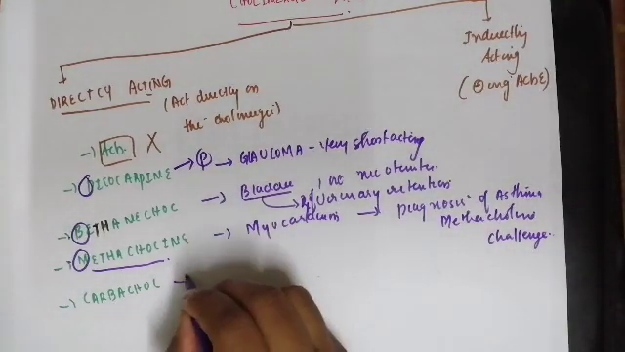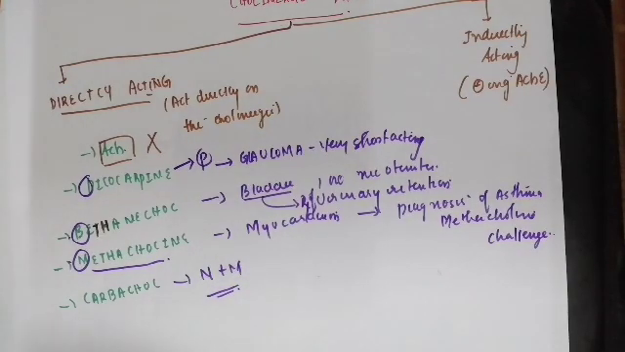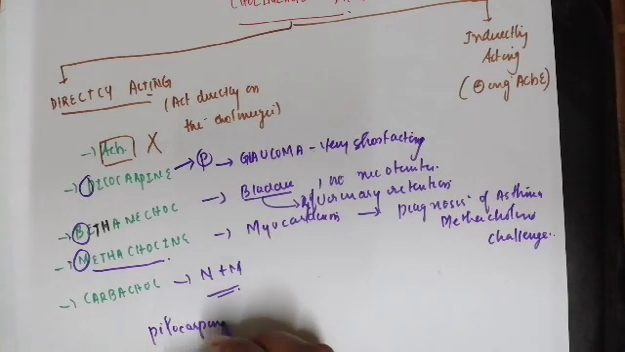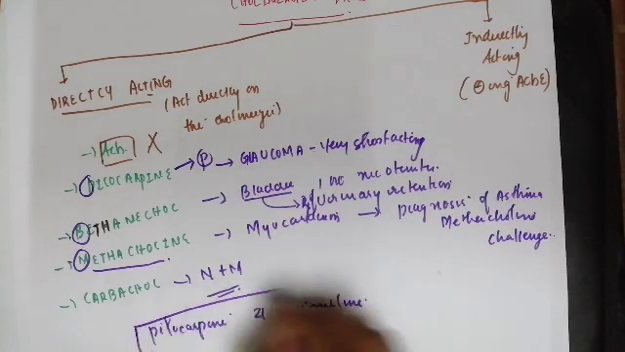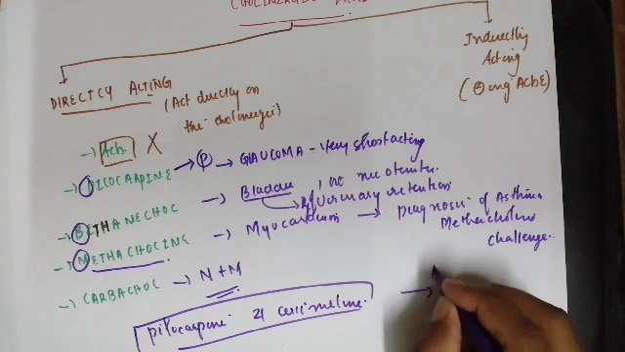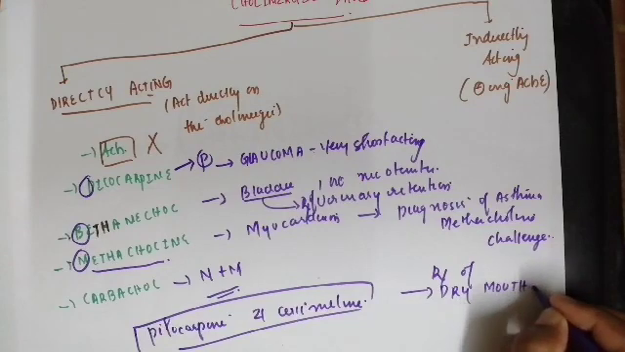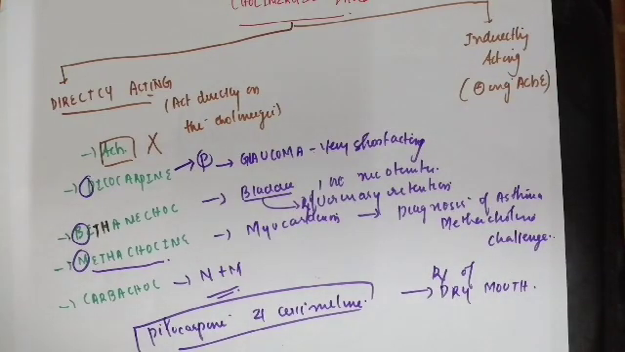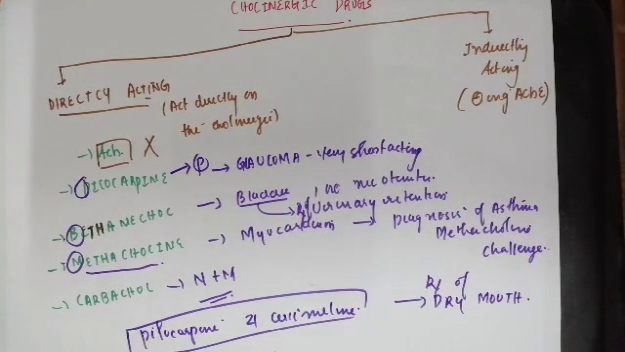Regarding carbachol, it has got both nicotinic and muscarinic effect. Okay, and pilocarpine as well as cevimeline are two drugs which can be used for the treatment of dry mouth. Why? The cholinergic drugs have an increased secretory activity in the glands. It will increase salivation, so it is used for the treatment of dry mouth. So these are the drugs which are used for treatment of dry mouth because of increased secretion of saliva.